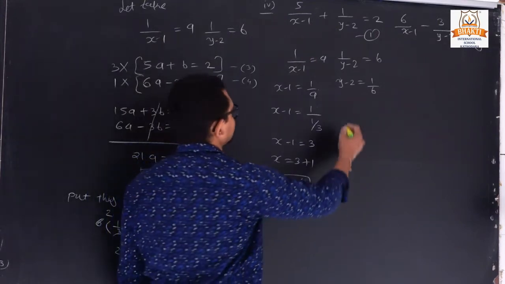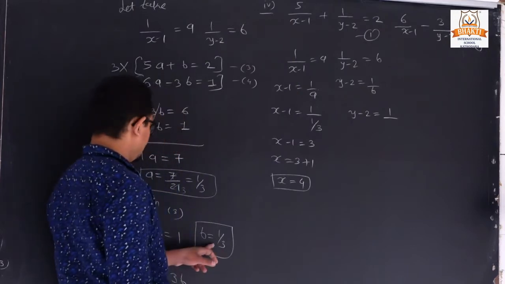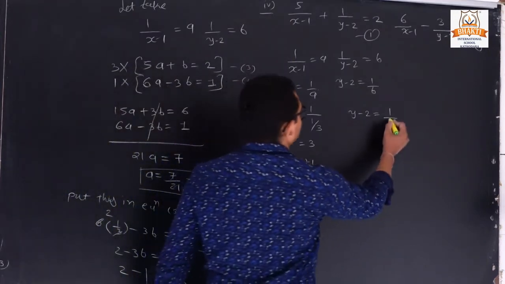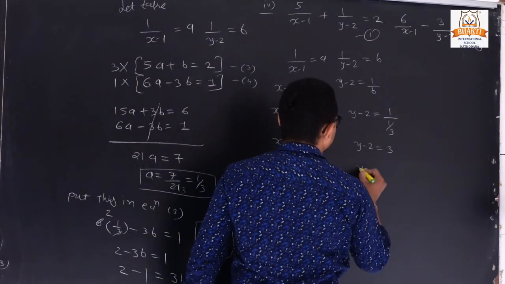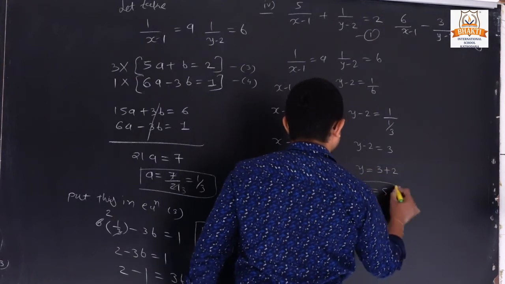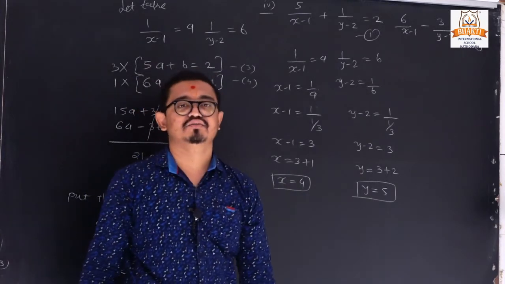Now next, y minus 2, 1 upon, what is the value of b? It is also 1 by 3. So 1 by 3. So this is going into the numerator. So y is equal to 3 plus 2. So it is 5. So what is our solution? X is equal to 4 and y is equal to 5.